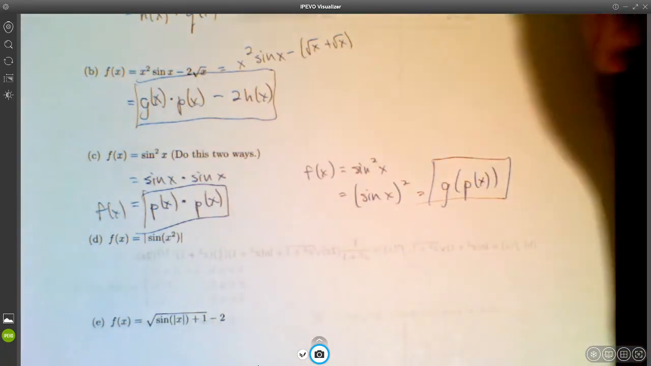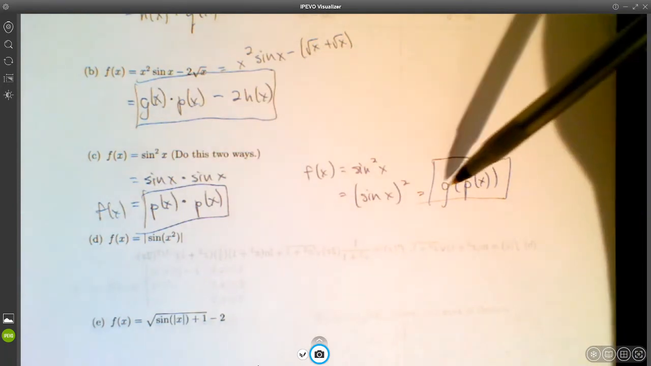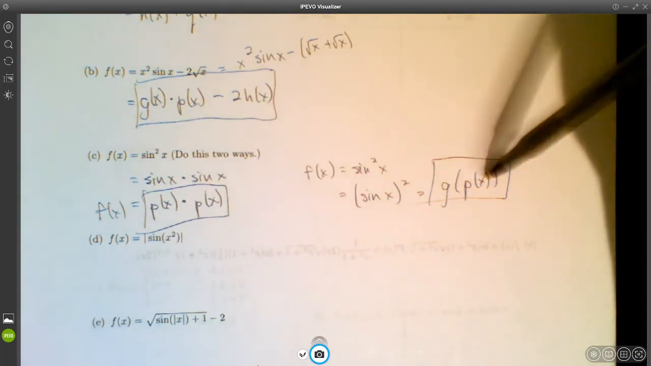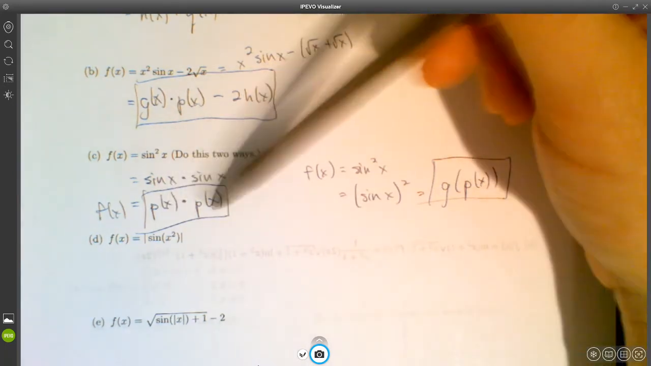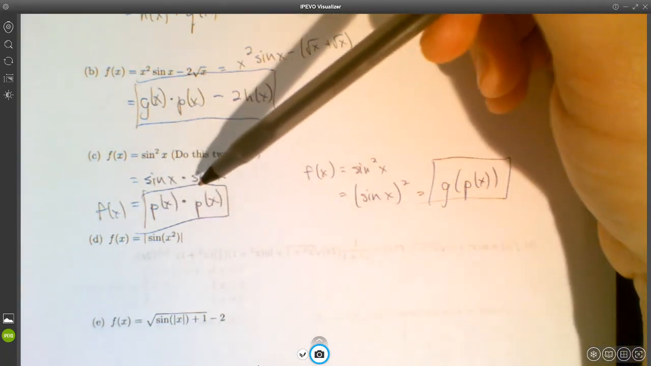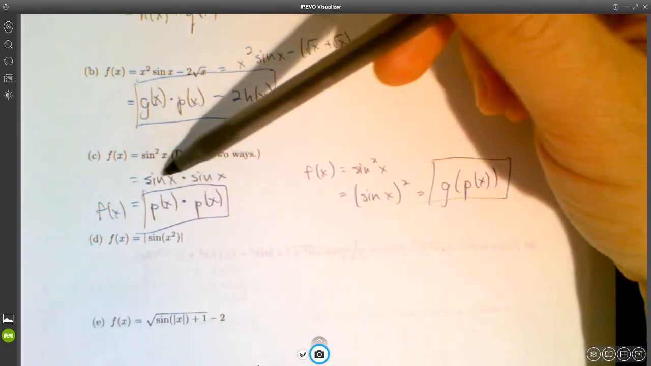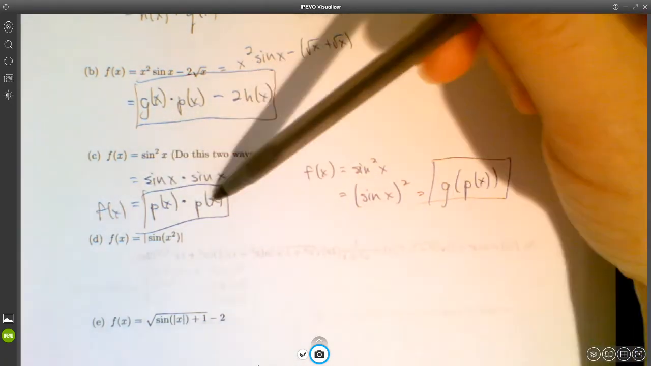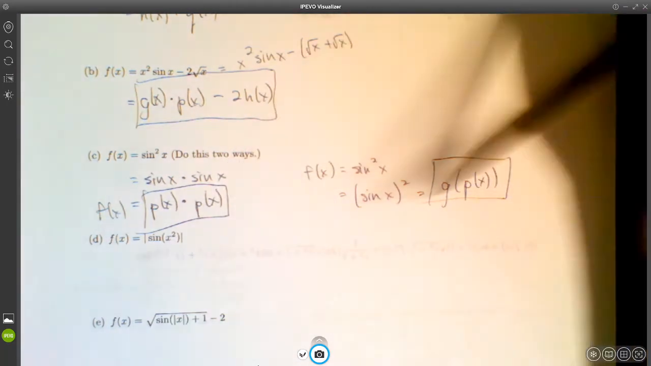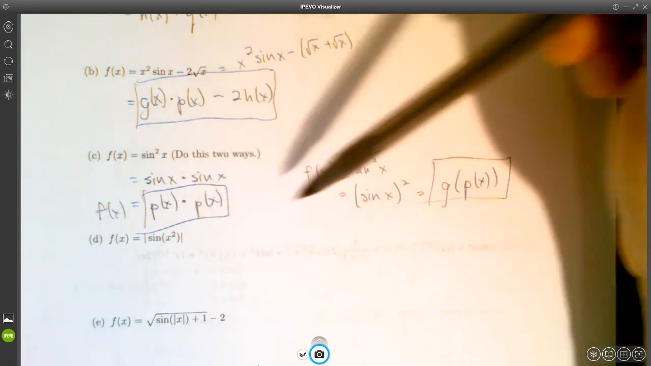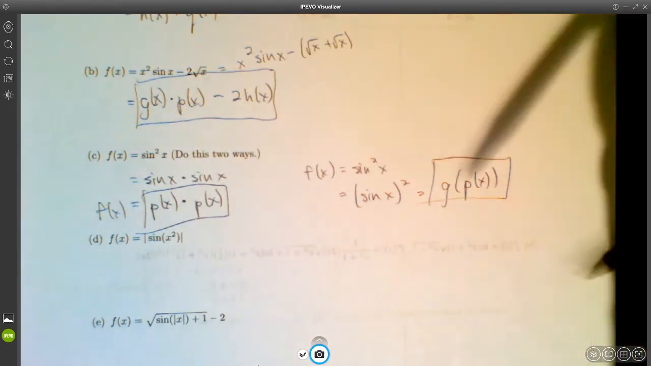Notice how important it is to keep these notations straight. This is not g times p, it's g of p. You're plugging p of x into g. Whereas this is p times p. You're not plugging anything into anything else. You're just multiplying p of x times itself, right? Sine x times sine x. But in this case, you end up at the same place if you take g of p of x, or if you take p of x times p of x, right? You end up at sine squared x in either case.